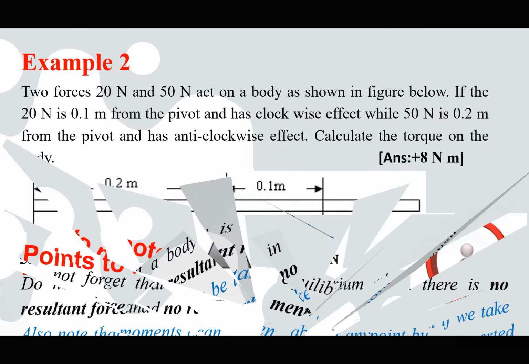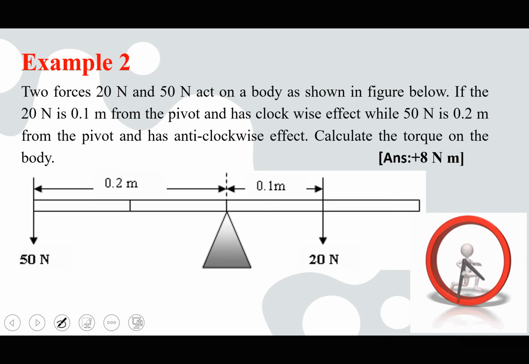Example. Two forces, 20 newtons and 50 newtons, act on a body as shown in the figure below. The 20 newtons is 0.1 meters from the pivot and has a clockwise effect, while 50 newtons is 0.2 meters from the pivot and has an anticlockwise effect. So 50 newtons has anticlockwise, 20 newtons has clockwise. Find the torque on the body.